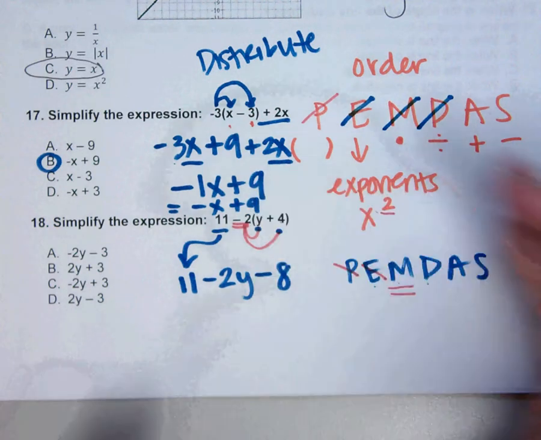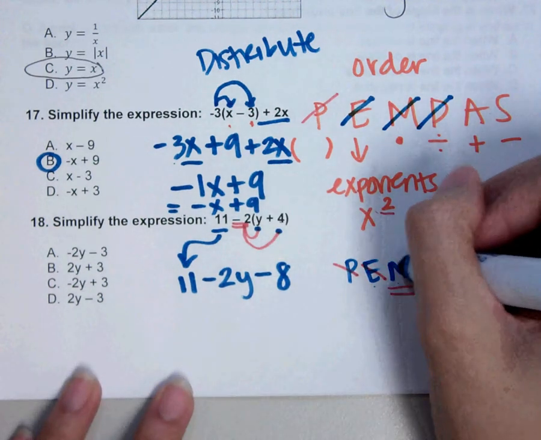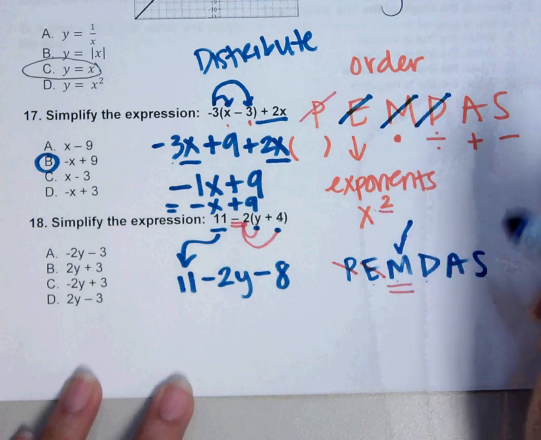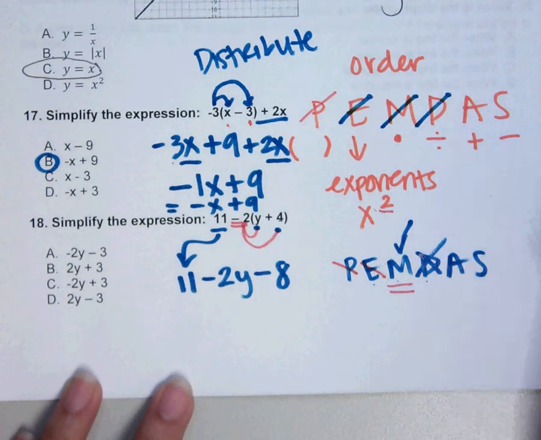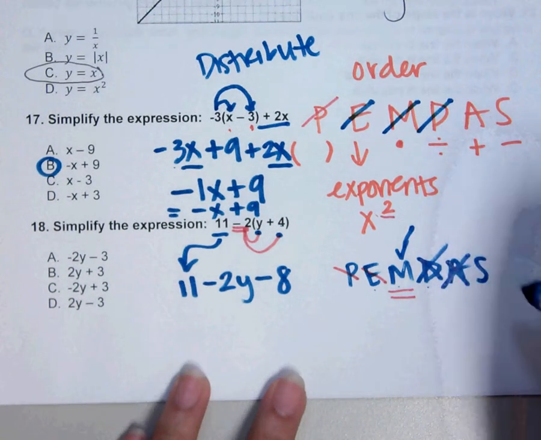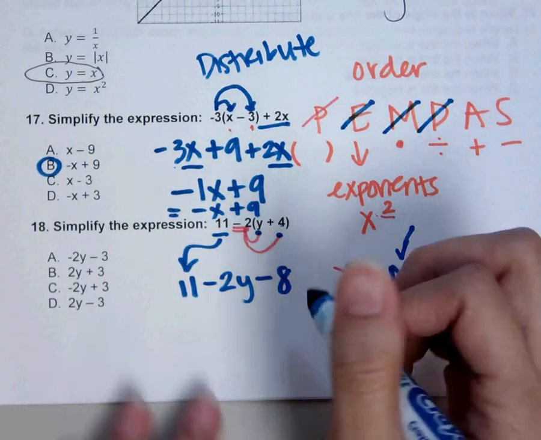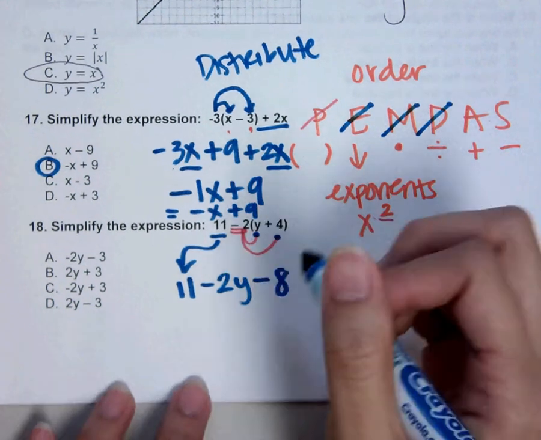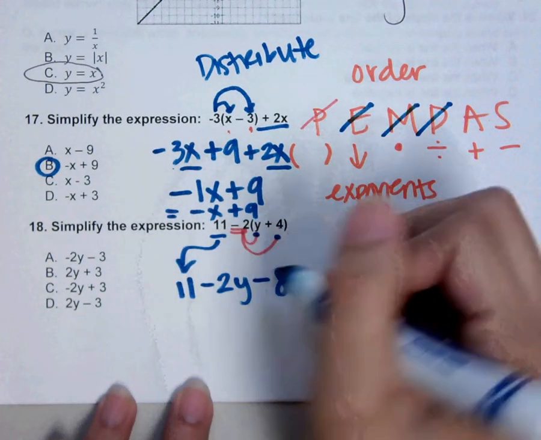Okay, so let's simplify it. I'm done with my multiplication. Let's do division. There's no division, so I'm going to keep going. Let's add. Do I have any addition? Nope. Let's do subtraction. I want to subtract the ones that either have the variable or are without the variable.